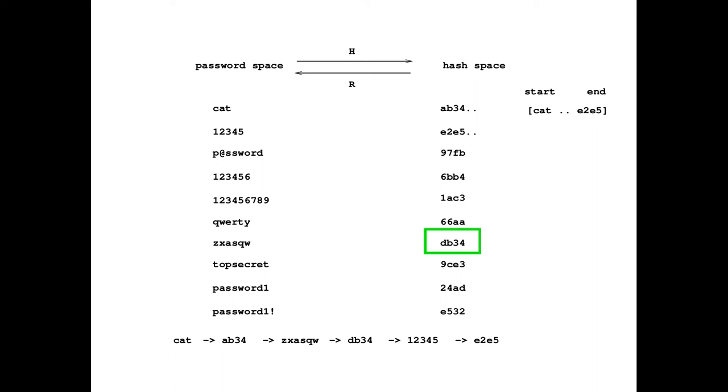Let's see an example. Suppose we stole a password file and we saw this particular password hash, DB34. We can't just go to the password. We don't have the reverse hash function mapping. If we had a giant lookup table and DB34 was on it, we could look up the answer. But we're assuming that we don't have enough memory to store the entire lookup table. So instead, we go forward. We apply the reverse function, which gives us 12345. We hash that to get E2E5.